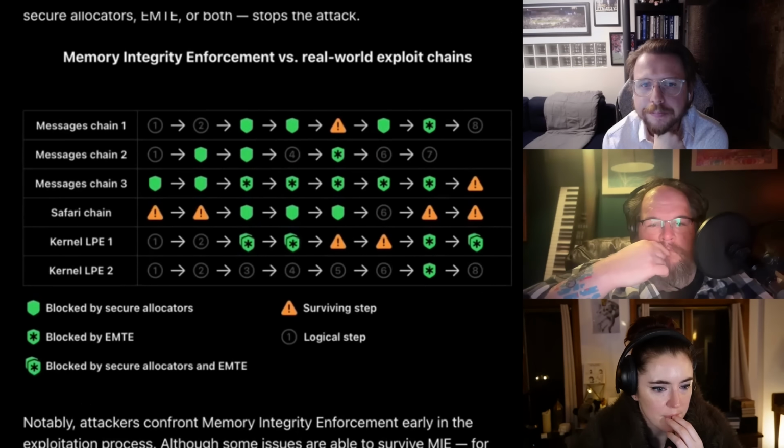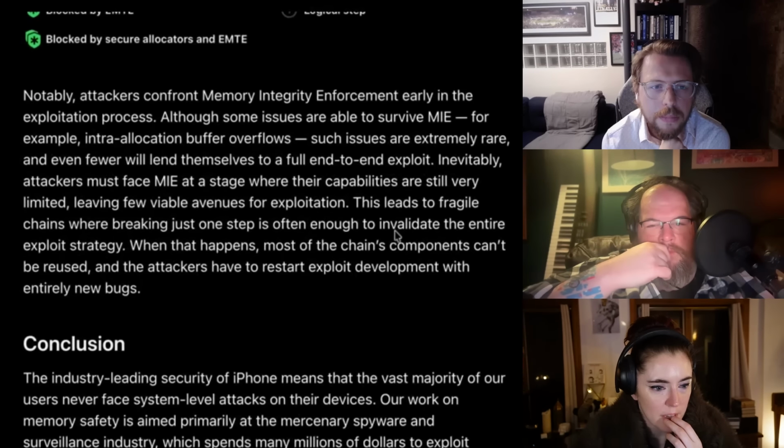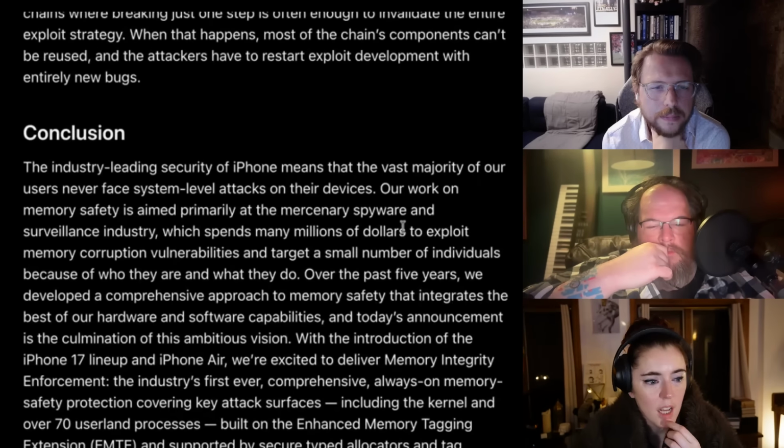Whereas with the allocator things, I almost look at it in the opposite direction: if an allocator change blocks something very early on, it's just like, okay, well, they weren't thinking about it at all. Yeah. Versus something like EMTE, which is more likely to cut off the base concept. But who knows? Yeah. Cool. I like this. It's informative. Yeah. Cool. Nice stuff, Apple.